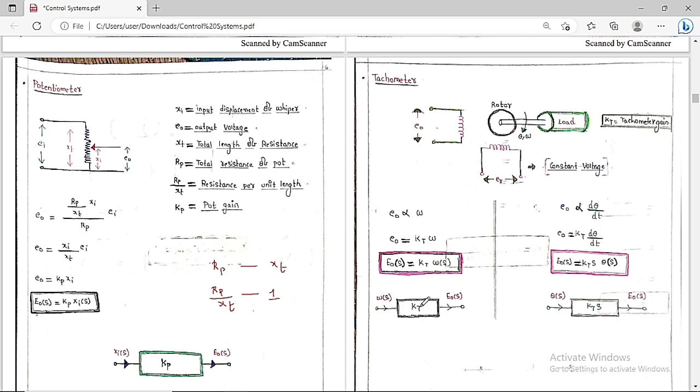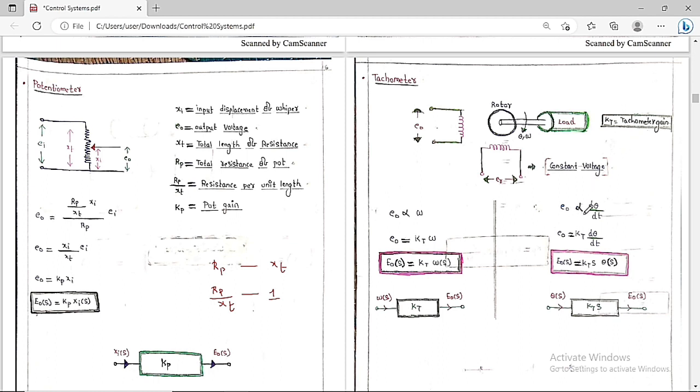If you want to draw the block diagram, the output is E naught of S and the input is omega of S. Then E naught of S is equal to Kt into omega of S, because the output is the voltage and the input is the angular velocity. Kt is called the tachometer gain.